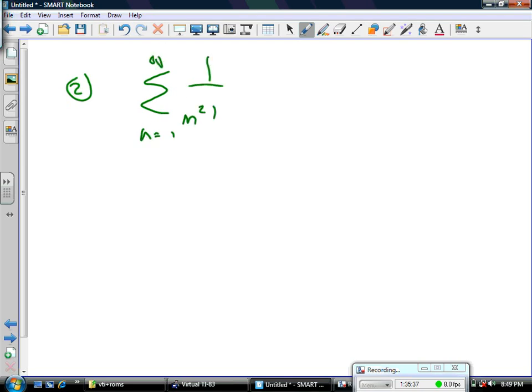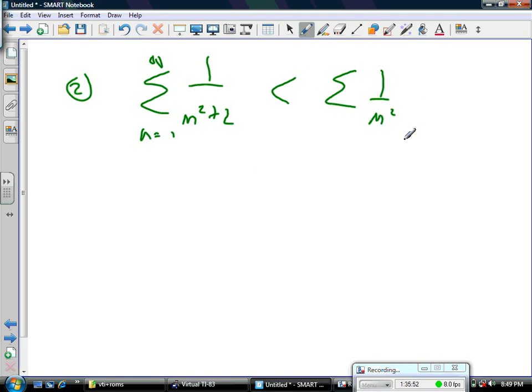1 over n squared plus 2. And they said, hint, you know about n squared, don't you? How do these compare? Greater than or less than? Less than. Is this convergent or not?